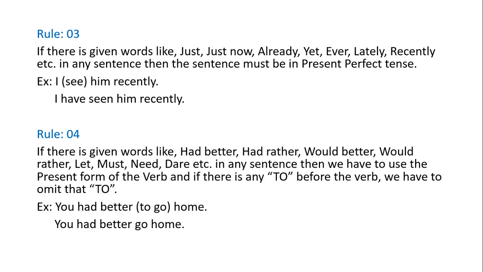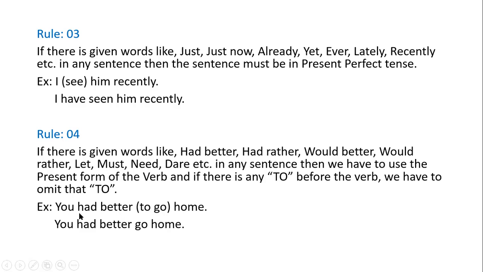Rule number 4: if there are given words like had better, had rather, would better, let, must, need, dare, etc. in any sentence, then we have to use the present form of the verb. And keep that in your mind: if there is any to before the verb, we have to omit that particular to. For example, you had better, in the bracket you can see, to go home. In the bracket there is to go. So we have to omit this to.